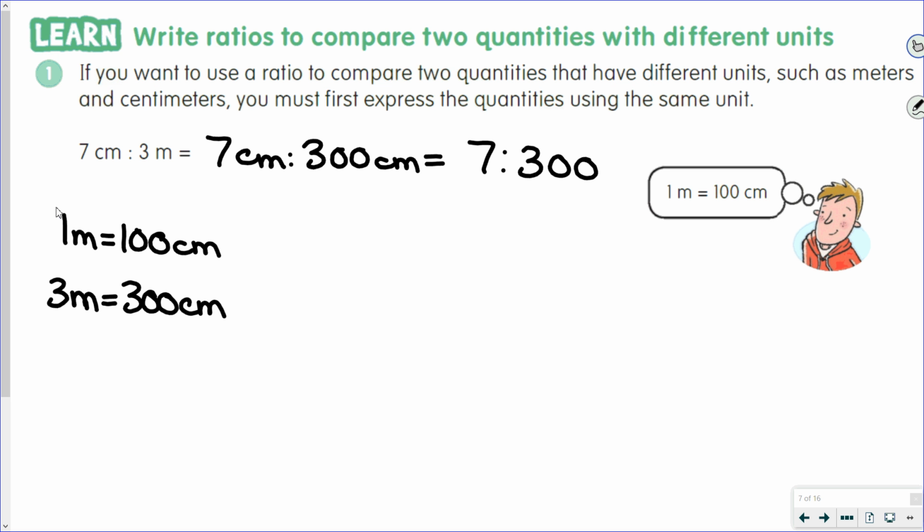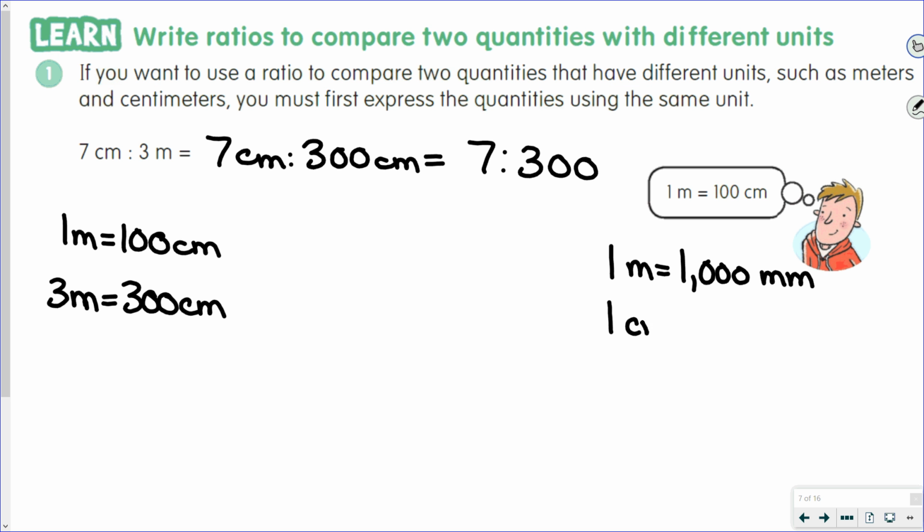A couple other conversions that would be important to know is knowing that 1 meter is also 1,000 millimeters. And with these, you can take out the meters and put in any of your other metric conversions like liters or grams.